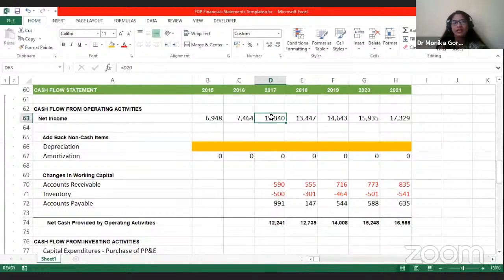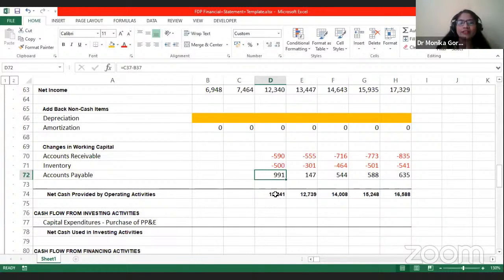What we have done is, first we had taken net income from income statement. Depreciation we have not yet calculated. Amortization, it is 0. Accounts receivable changes we have taken: previous year account receivable minus current year account receivable. Inventory, again previous year minus current year. In case of accounts payable, what we have done is current year minus previous year. So 2016 accounts payable minus 2015 accounts payable, we get this particular amount, and the total comes to net income plus depreciation, accounts receivable, changes in inventory, changes in accounts payable. Sum of all this, you are going to get net cash provided by operating activities.